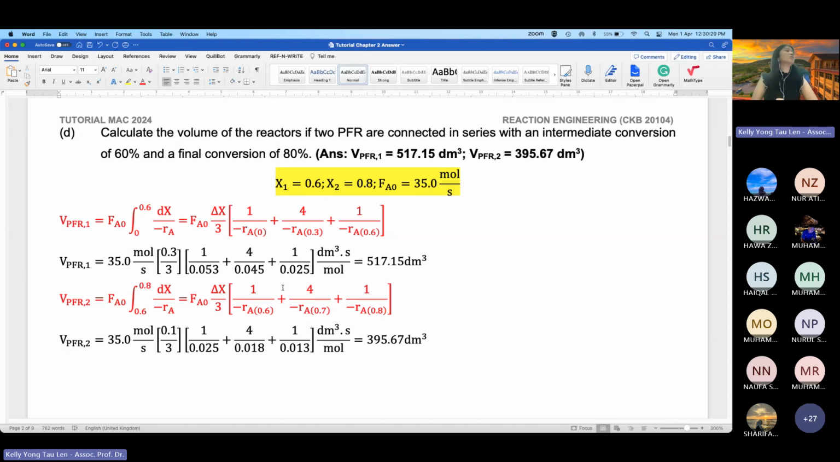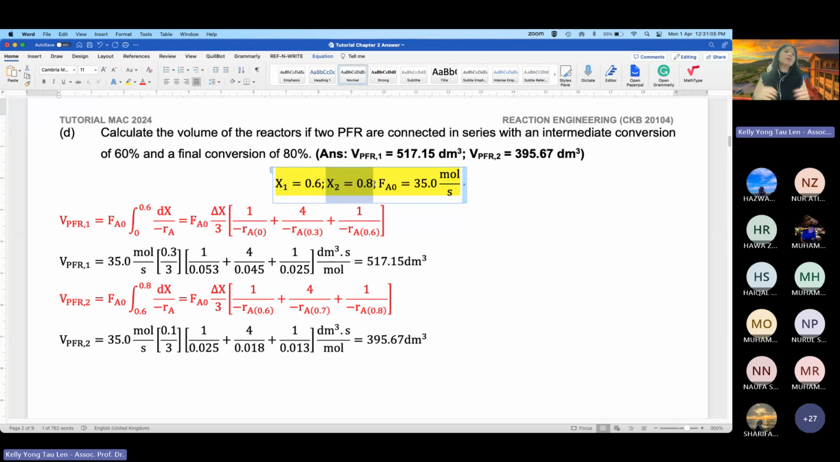So let us try this question. So the question says, 2 PFR in series and intermediate conversion 60%. So now my X1 is 0.6 and final conversion 80%. So my X2 is 0.8. So remember, intermediate and final conversion: intermediate are the conversions in your reactors before the last reactor. Final conversion is only for the very last reactor. So you may have more than one intermediate conversion, but there's only one final conversion.